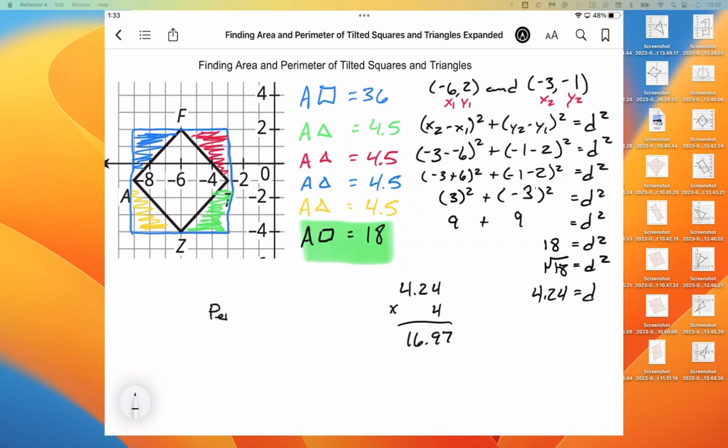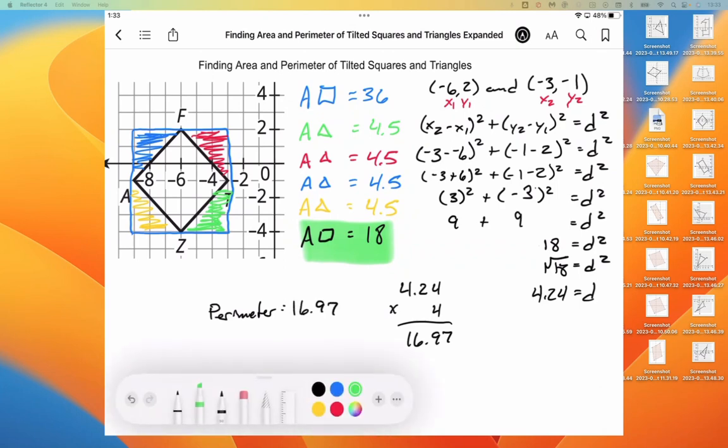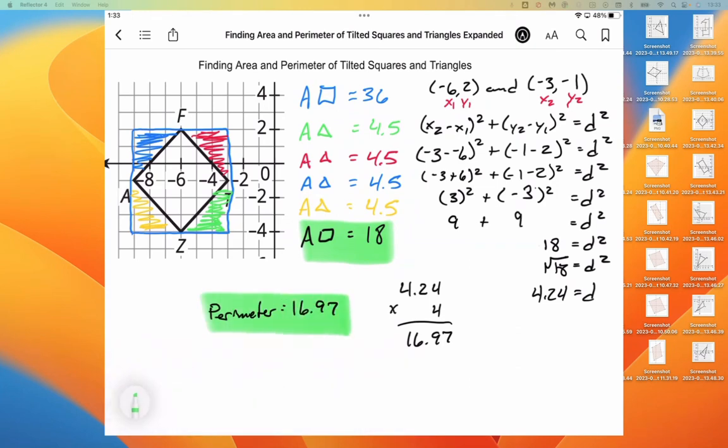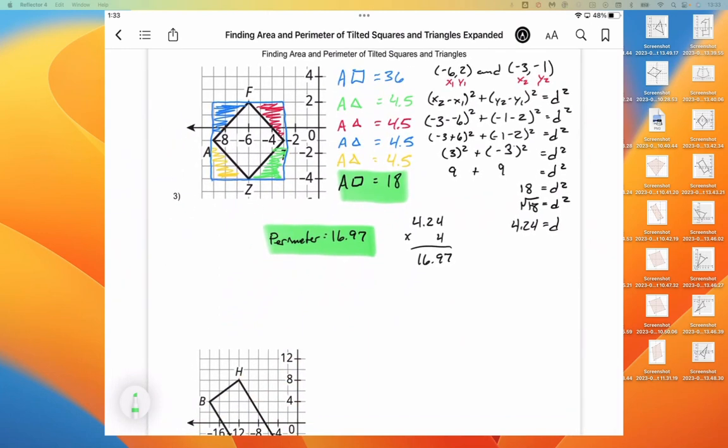The perimeter, 16.97. Okie dokie. And then on to the last one.